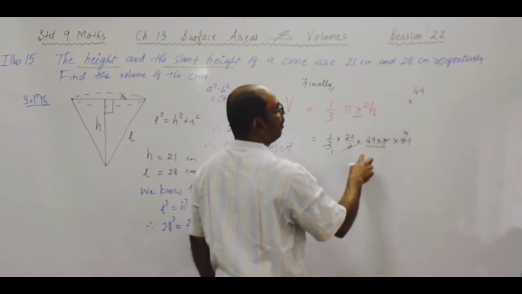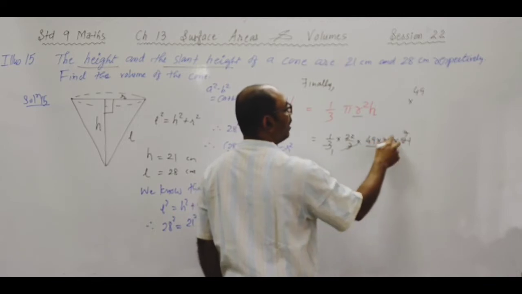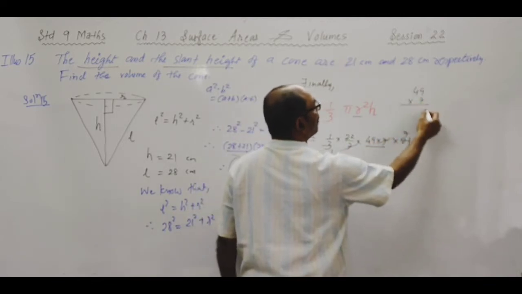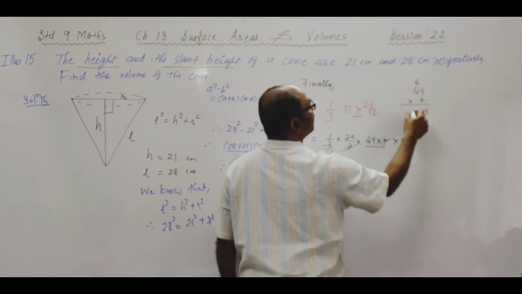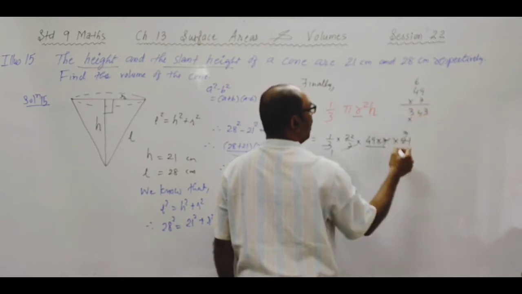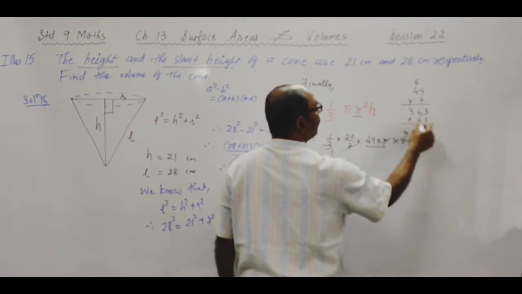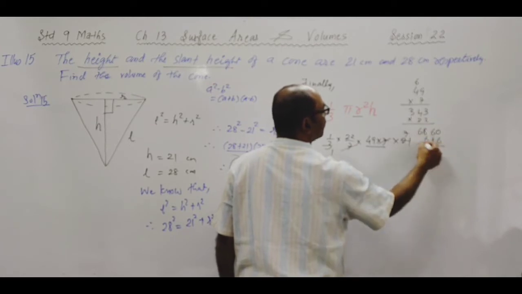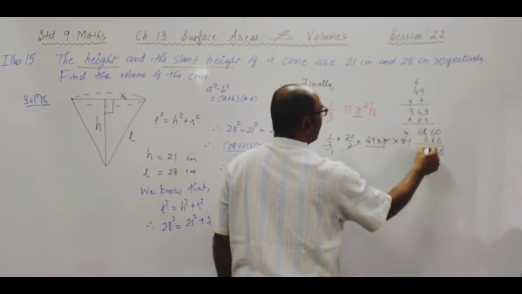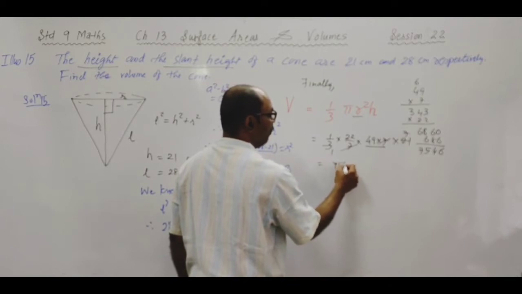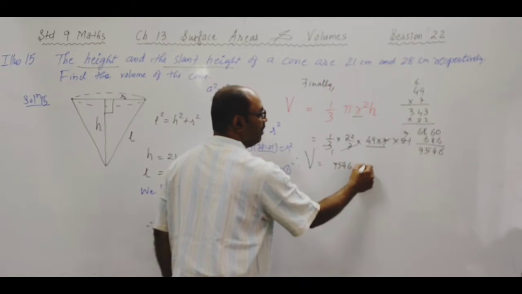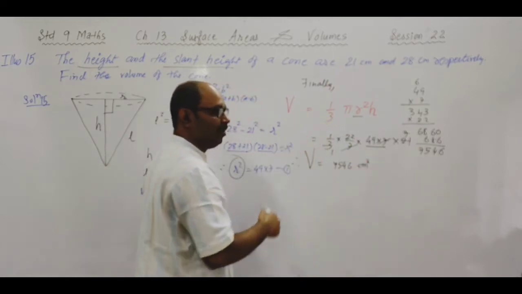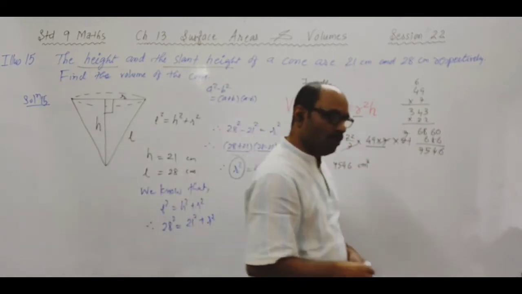No? Then that will become too much. Do 49 into 7 first. 7 nines are 63, 6, 34, 28 and 6, 34. Right? Multiplied by 22. So that is 7546, or as noted, 7506. What is that? Volume. So centimeter cube. So what is the volume of this cone?